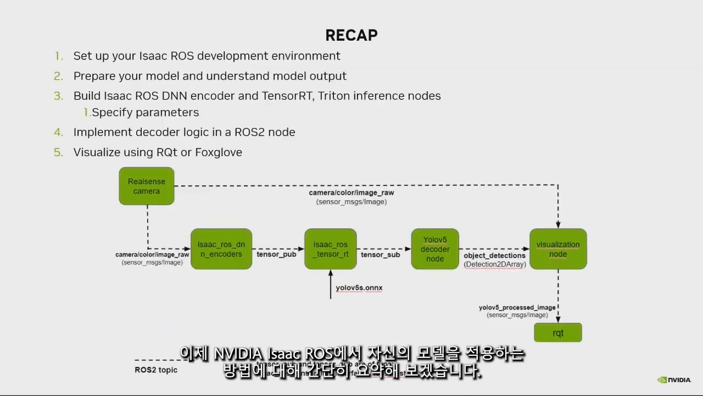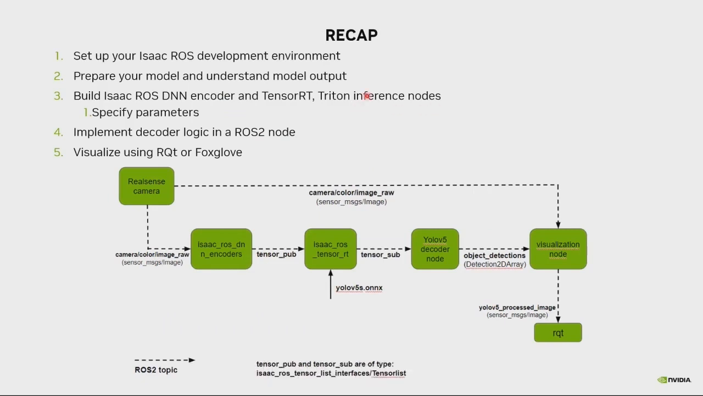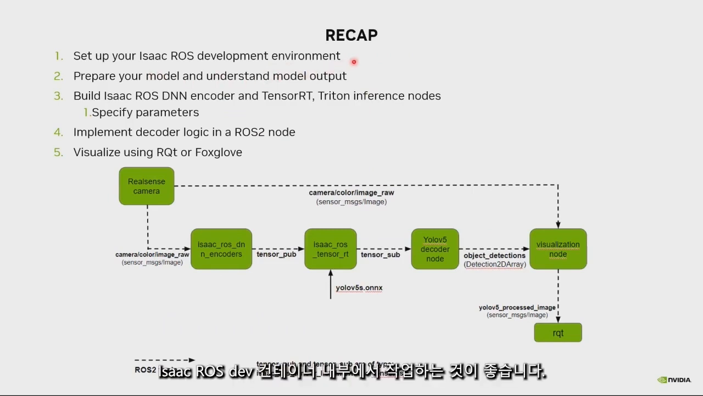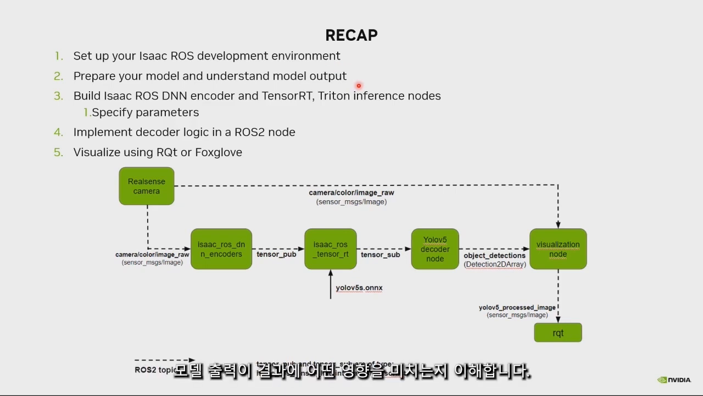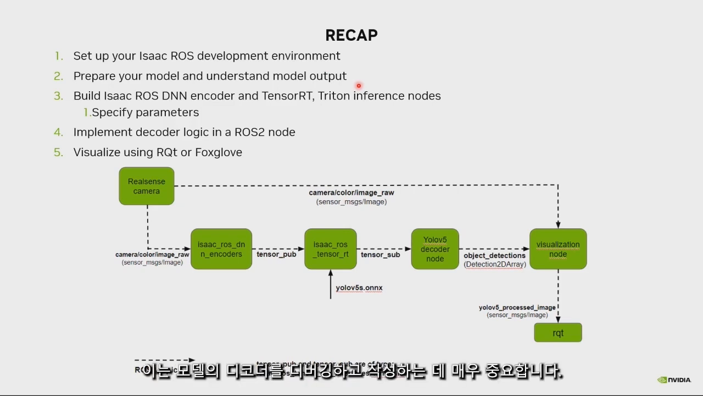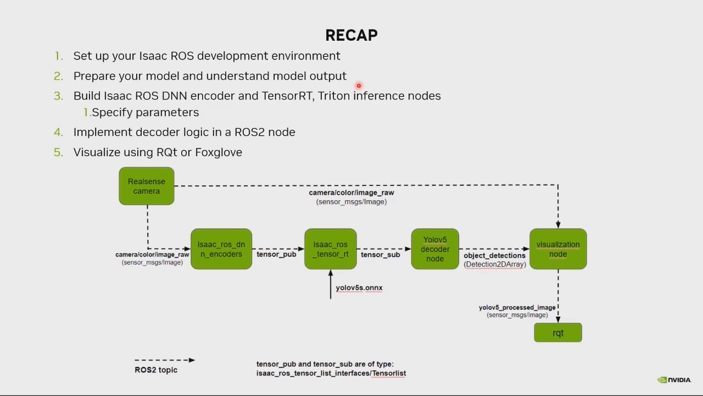Okay, it's time for a quick recap on how to bring your own models to NVIDIA Isaac-ROS. 1. Set up your Isaac-ROS development environment. It's strongly recommended to work inside the Isaac-ROS dev container. 2. Convert your model to ONNX, visualize using Netron, and note input and output names and dimensions. Understand how the model outputs inference results. This is all very important in debugging and writing a decoder for your model.